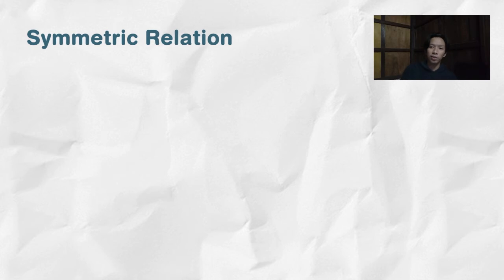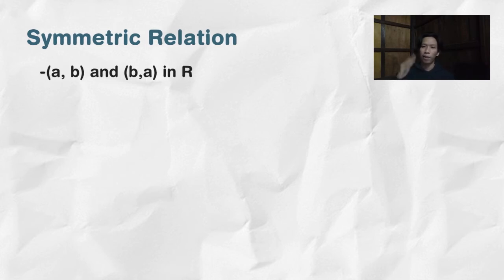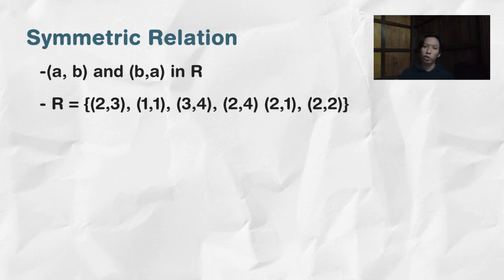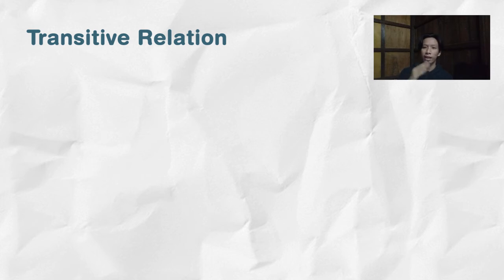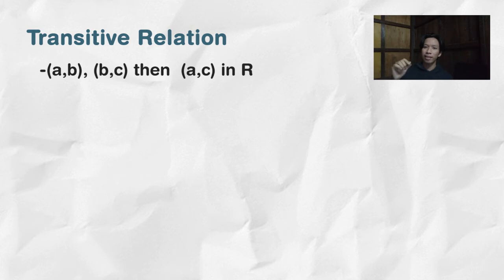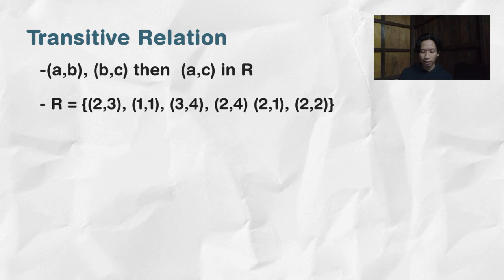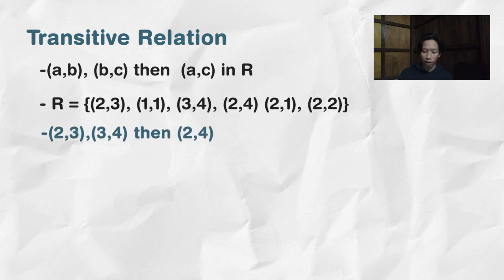This relation is not symmetric because there is no case where both AB and BA are in the same relation. For more detail, in this case we can see the 2,3 pair, but there is no 3,2. We have 3,4, but there is no 4,3. The same goes for 2,4 and 2,1. For the transitive relation, it is transitive because the condition is that if we have AB and BC, then we must have AC. In this case, we can see there is 2,3, 3,4, and we have 2,4. So it meets the condition of the transitive relation.